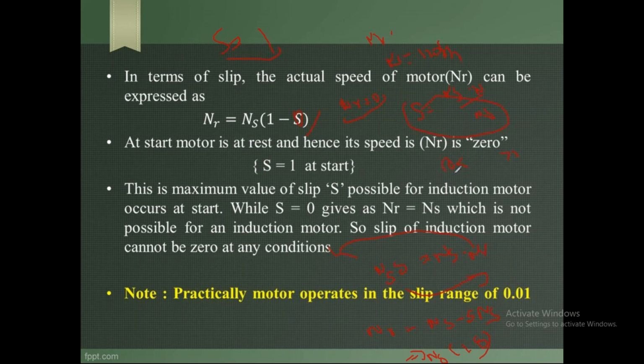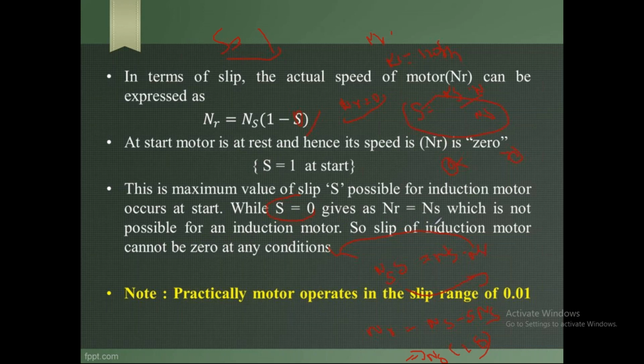So here this is the minimum value and this is the maximum value. This is the maximum value of slip possible for an induction motor, which occurs at start. S equal to 0 gives the synchronous speed equal to rotor speed, but in an induction motor that is never possible. So S is never equal to 0 for an induction motor.